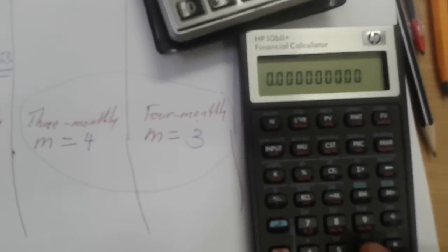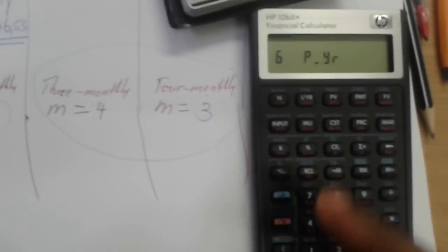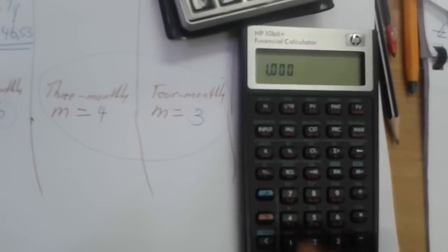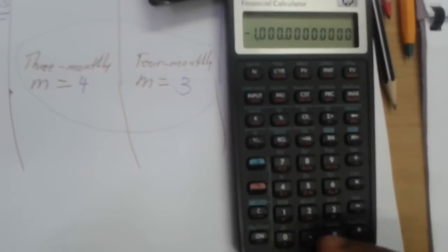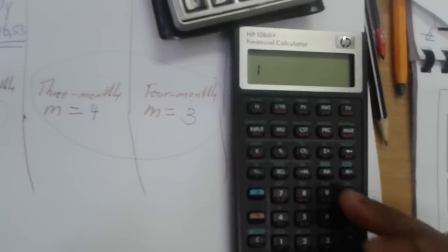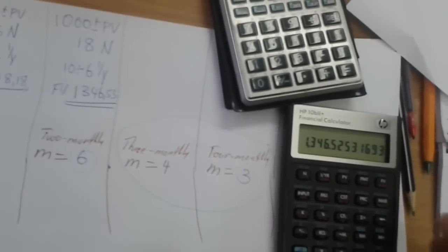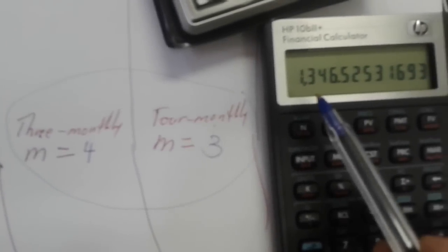Right, so let's say I want to set my calculator. First of all, I say 6, shift PMT, now it is set to 6 per year. Then my rate is 10, that's my I. My 1,000 is my PV, and my 18 is my N. Then I compute FV. You see, same answer, 1,346.53. So basically, you choose what you want to work with.